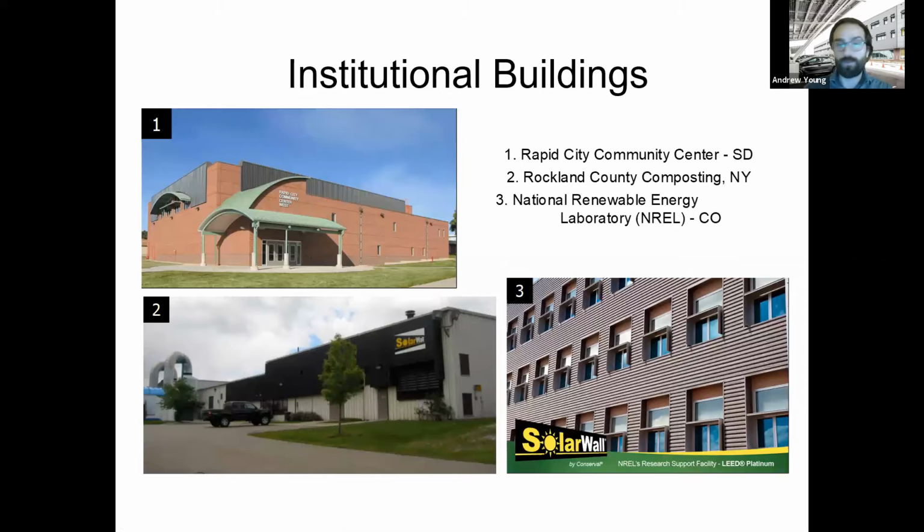Institutional buildings, of course, rec centers, wastewater facilities. Number one there just shows how it looks from the exterior, it looks just like a normal metal cladding system. So we can design it to just sort of fit into the building, however it would benefit that building's aesthetics. And number 3 down there is at the National Renewable Energy Laboratory in Colorado. And we've got about like 3 systems on that building, which is quite sizable.